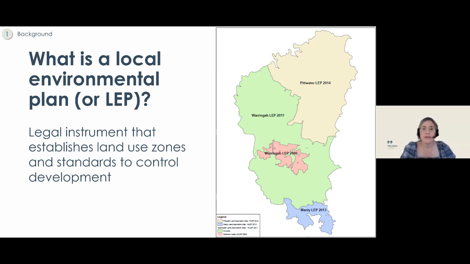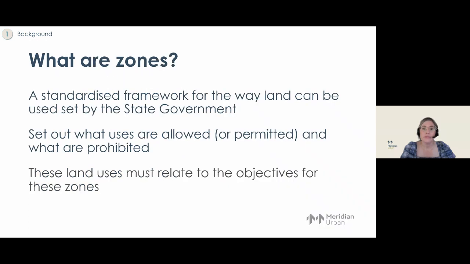What are zones? Zones and development controls provide a framework for the way land can be used. This framework for the zones is standardised and it's set by the state government. Zones set out what land uses are allowed or permitted with consent or permitted without consent, and what uses are prohibited, so what uses are not allowed.